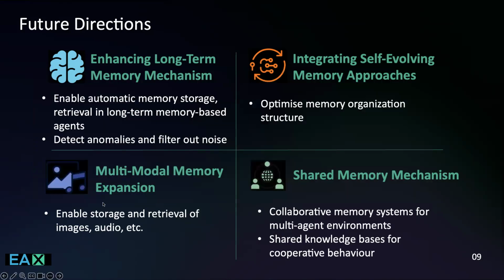In addition to these two, currently our framework only supports storing and retrieving text-based memory. We want to expand this to some multimodal data such as image or audio. And finally, we want to build a shared memory mechanism between multiple agents. The current memory mechanism we have built is for a single agent. So there is room for a shared memory mechanism for multi-agent systems. Yeah, that is also a potential future direction.